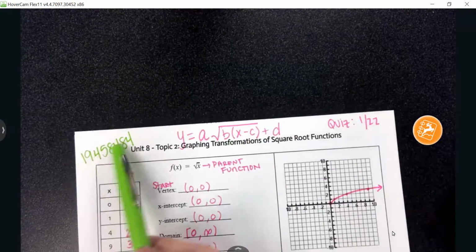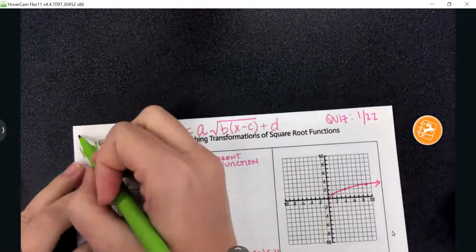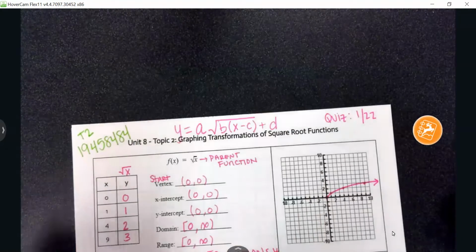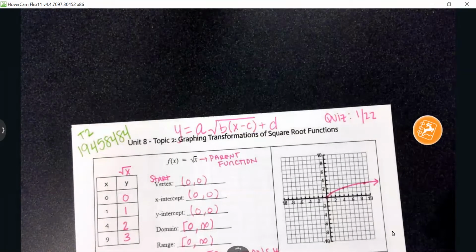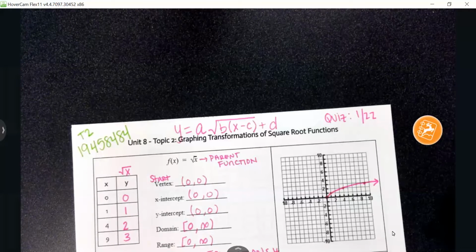This code is in the topic 2 folder, so you may either type in that topic 2 code or you may go to the Schoology folder and click on it. It is due before I go to sleep tonight, which is about 10 p.m. So make sure it's done before 10 p.m. tonight. Last night I went to bed at 8:45. I was super tired, so might stink if you don't get it done before then.